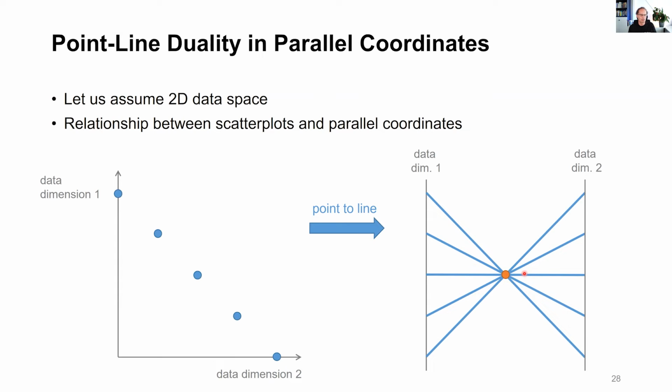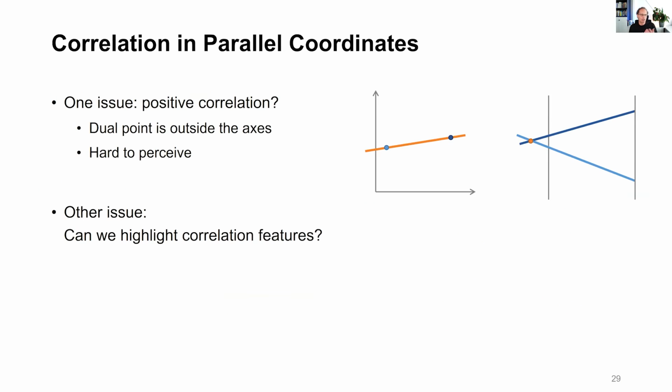The interesting thing is that we can also go in the backward direction. So if we have a point here, that corresponds to a line over here. And that's the basic idea of point-line duality. A point in one domain corresponds to a line in the other domain. And that goes for scatter plot to parallel coordinates, but also the other way around, from parallel coordinates to scatter plots. Okay, so that's some basic geometric considerations for the relationship between these two types of diagrams or plots.